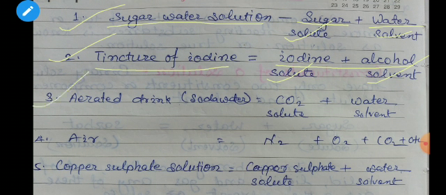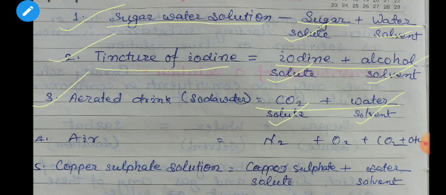Next is aerated drinks, like soda water, in which carbon dioxide gas is dissolved in water. That means an aerated drink or soda water is a mixture of carbon dioxide and water. So in this solution, students, carbon dioxide is the solute, whereas water is the solvent.